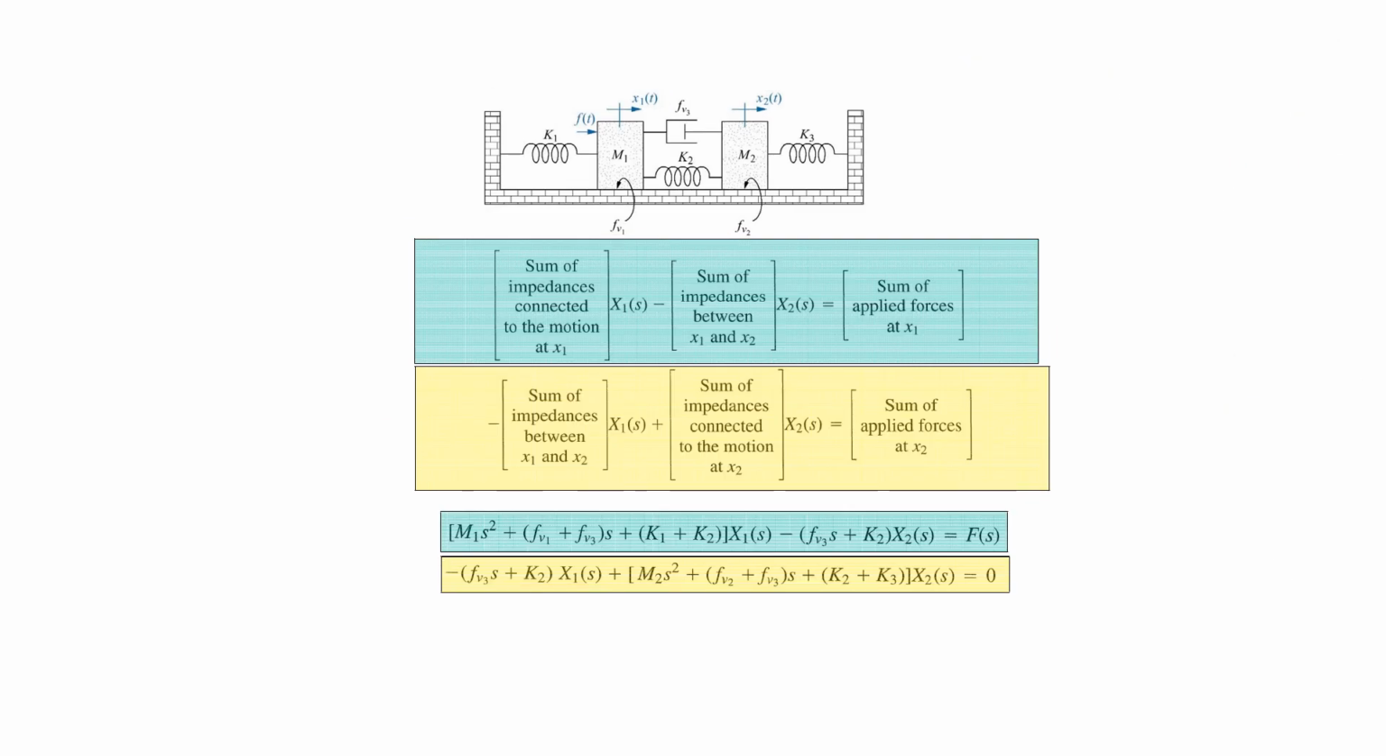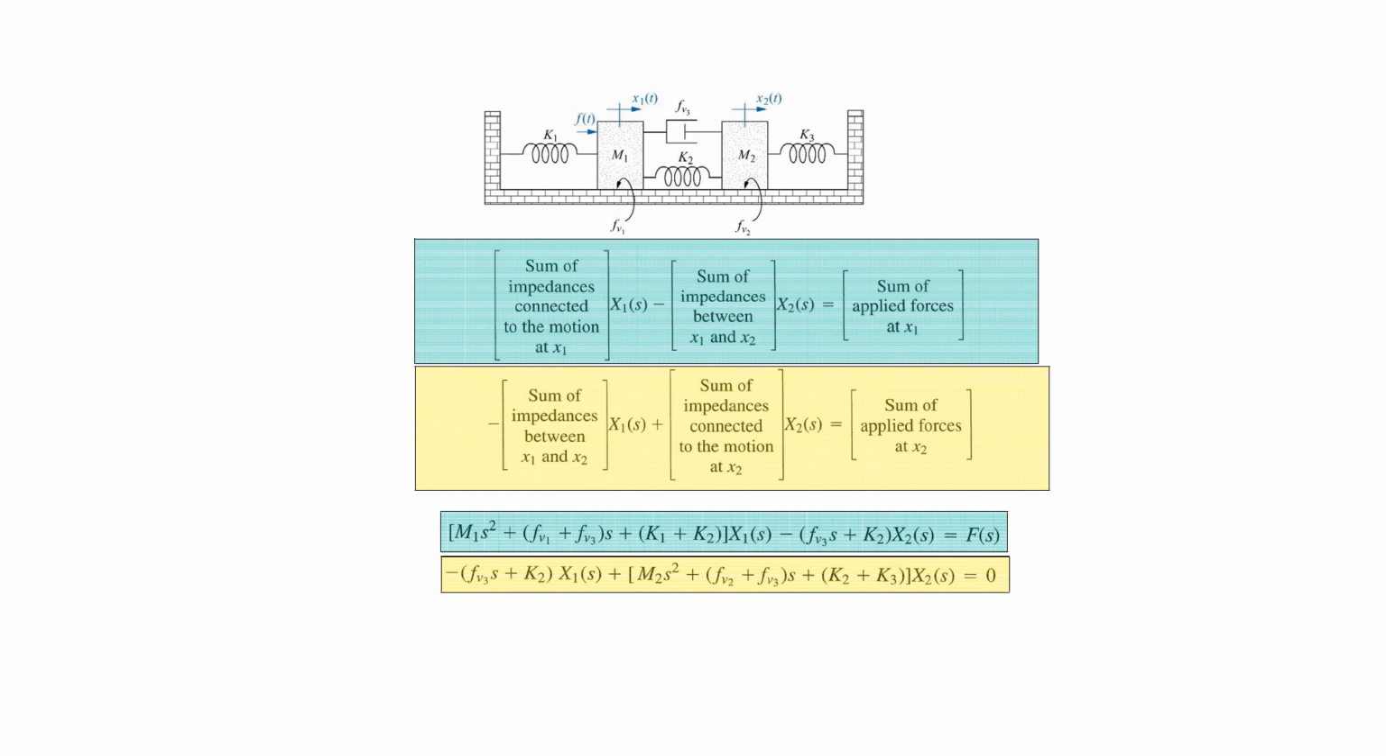In the previous slides, we studied a systematic way of finding the equations of motion for a given mechanical system. We can also find the equations of motion directly by observation. We will take the previous system again here, where we had two bodies with the masses m1 and m2. The motion of m1 is represented by the displacement x1, and the motion of m2 is represented by the displacement x2.